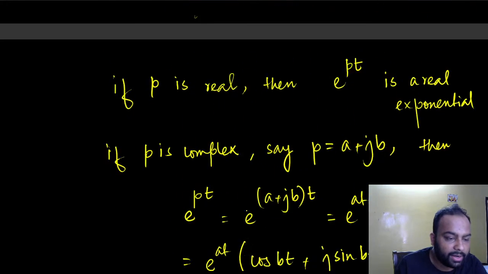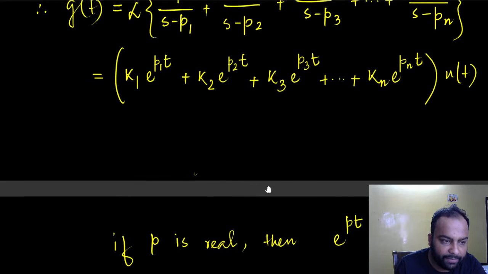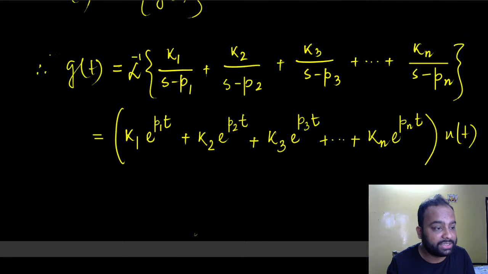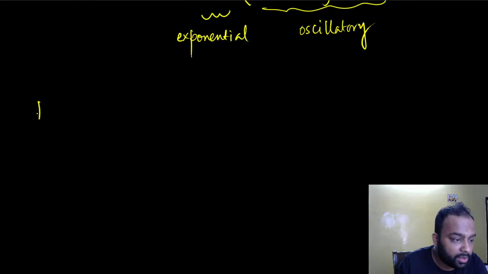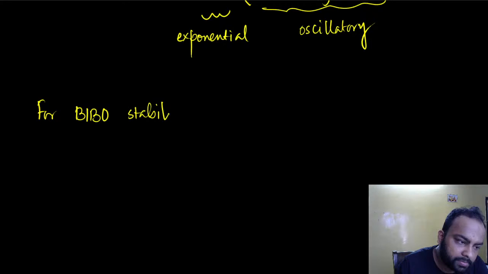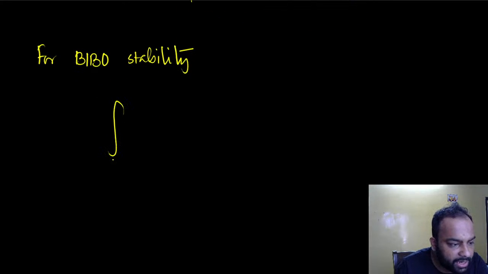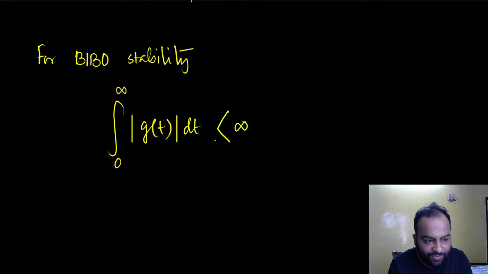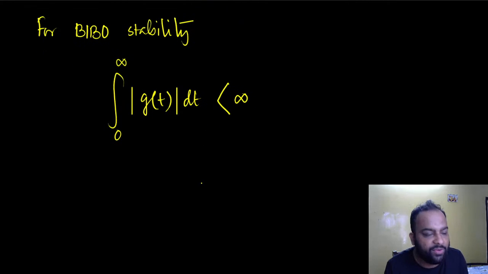Now what was our assumption? I want the integral of g(t) to be bounded. For BIBO stability, as we just proved, this integral, and I'm not writing negative infinity because I'm considering causal systems, will have to be bounded. This integral will have to be finite, so it cannot go to infinity.